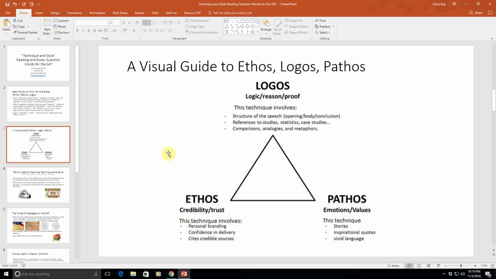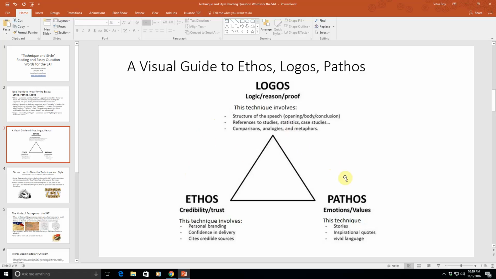Citing credible sources, that ties into logos very well. If I'm talking about studies, statistics, case studies, authorities, laws, well-known literature, etc., things that people tend to believe and rely upon, that goes to ethos. See, he's a good person. He cites good, reliable things.